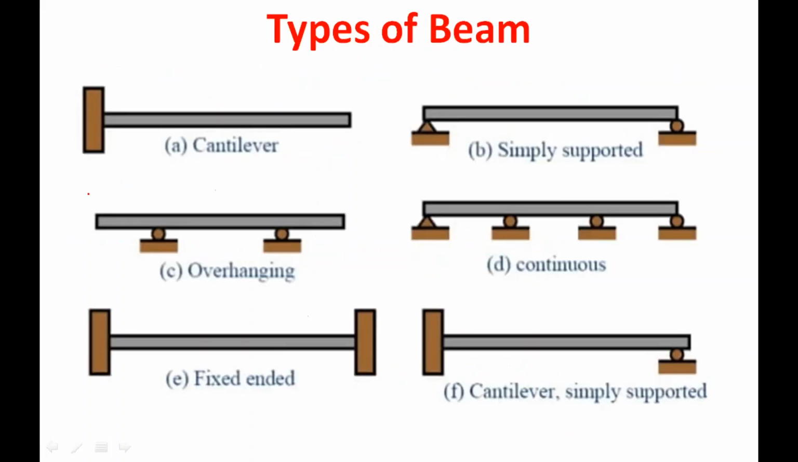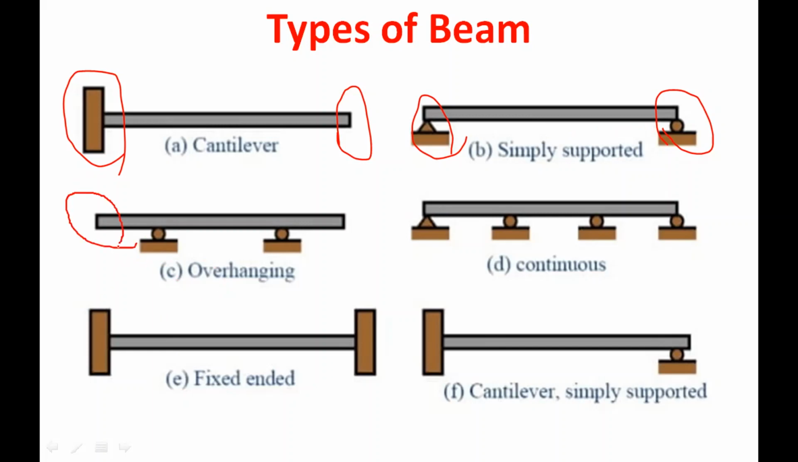There are many types of beam based on the support or end condition. If one end is fixed and another end is free, then we call it a cantilever beam. If one end is a hinged support and another end is a roller support, then it is called a simply supported beam. And we have an overhanging beam also. In an overhanging beam, some length of the beam is projected beyond the support.